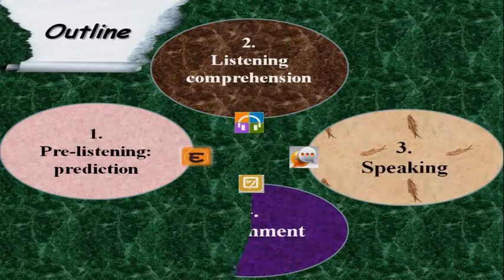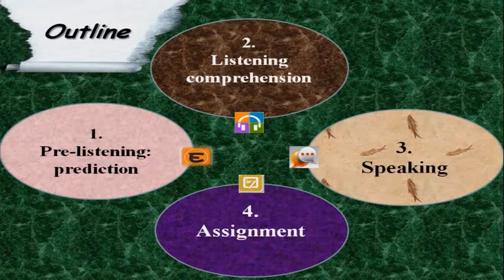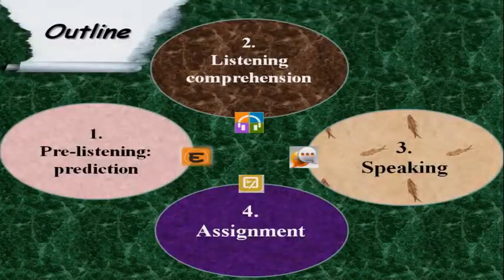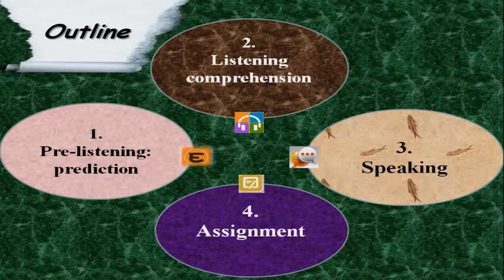And in my class, there will be 4 steps. The first one is, of course, the pre-listening activity. We'll do a little prediction. And the second one is the while listening activity. We'll focus on some listening comprehension and do a little exercises. And the third step is the speaking. And last but not least is the assignment. Okay?